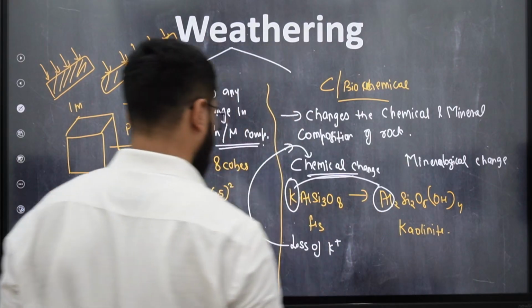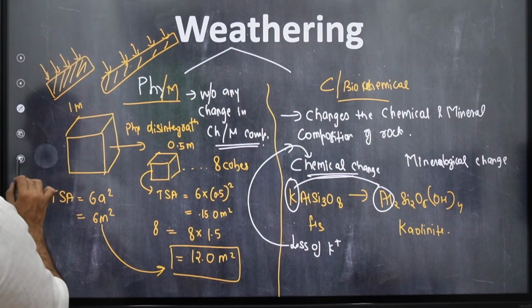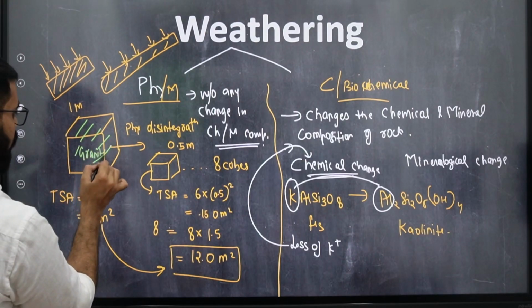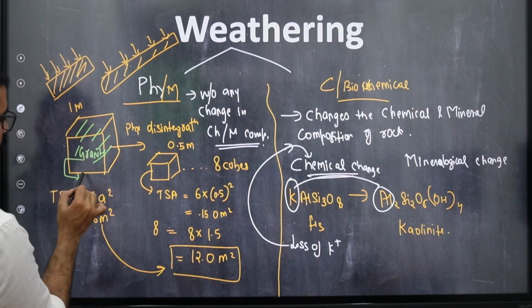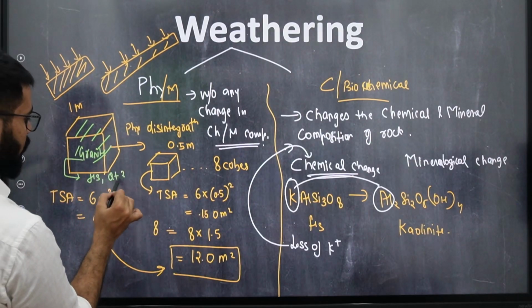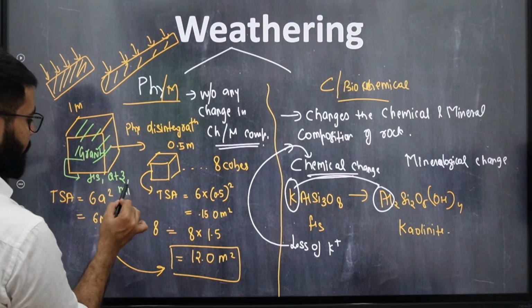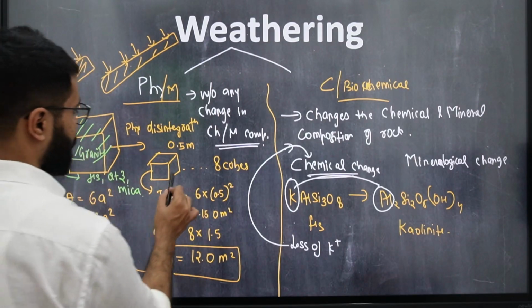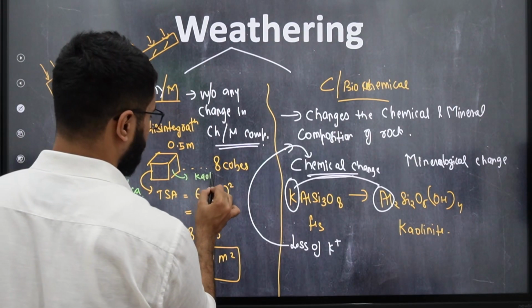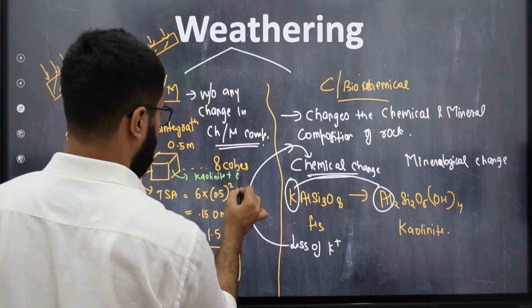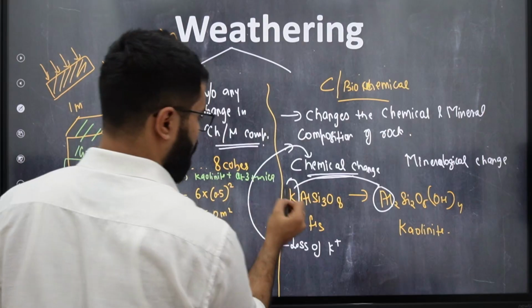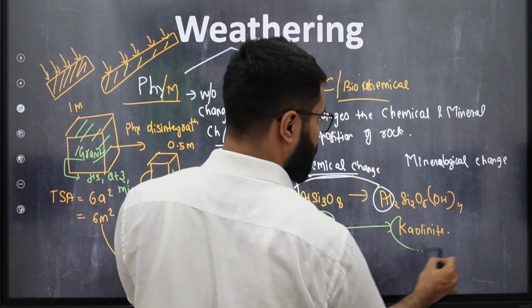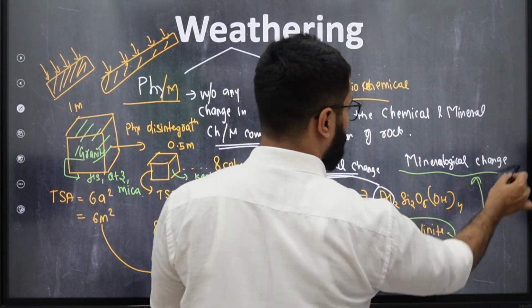All right. But what is this mineralogical change? Say, for example, this block was made up of granite. What is the composition of granite? Granite is generally feldspars, quartz, and what else? Mica. So in this granite, after weathering, what is happening? Feldspars have changed into kaolinite. Kaolinite plus quartz plus mica. So this feldspar to kaolinite mineral change is known as mineralogical change.